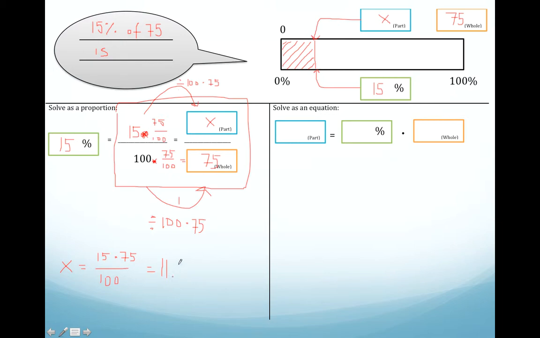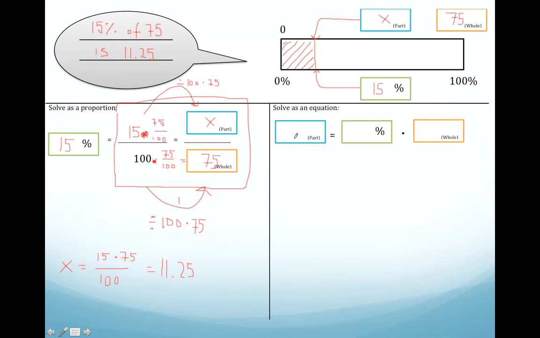I just found the part. I can answer my question. 15% of 75 is 11.25. In 7th grade, proportion is the common core way. I also want to teach you an easy way, which most adults use, solving a percent problem as an equation. And you might see this in some books.